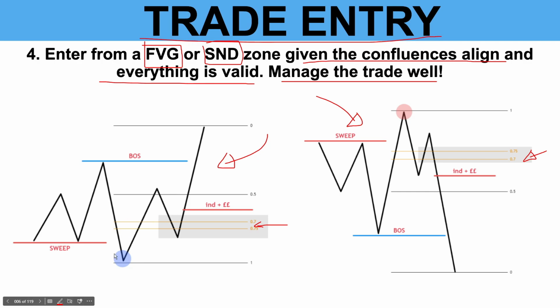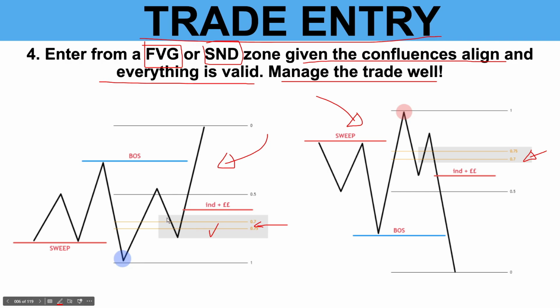What do we have here? We have a sweep, break of structure, order flow symbolized by this blue dot. We have the Fibonacci, the golden zones. We have a demand zone over here that we will be entering from, and we have a level of inducement and liquidity to be grabbed. This is the perfect entry model for SMC strategy.